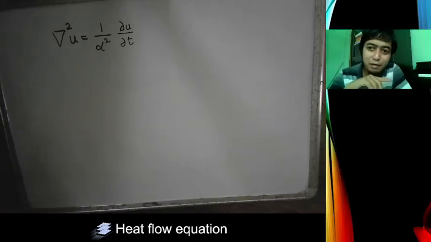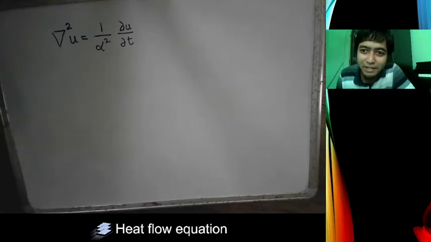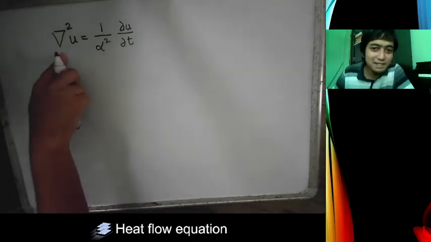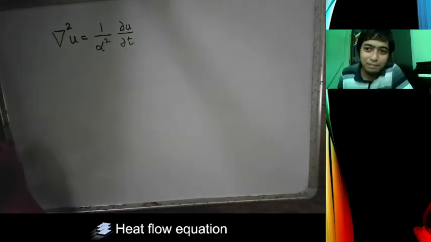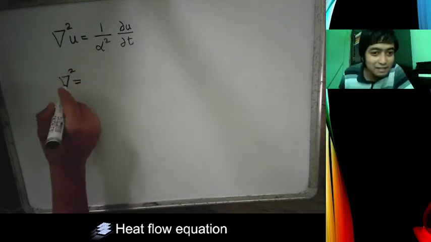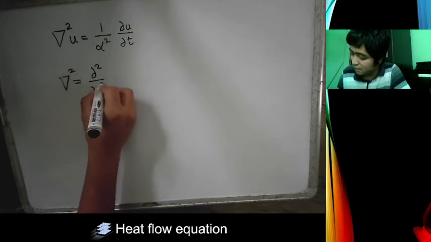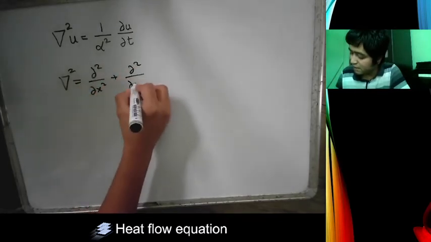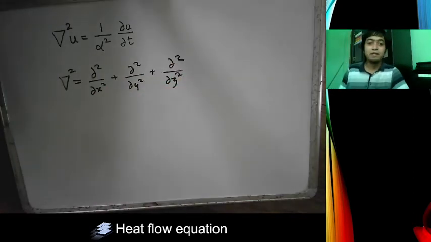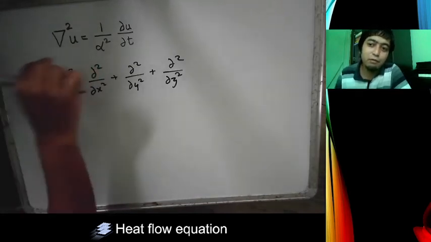Hello. So today we are going to talk about this heat flow equation that I'm presenting over here on the board. Over here this symbol is the Laplacian operator. If you remember that, then know that del square equals del 2 del x squared plus del 2 del y squared plus del 2 del z squared. So over here what we are considering is the general heat flow equation.